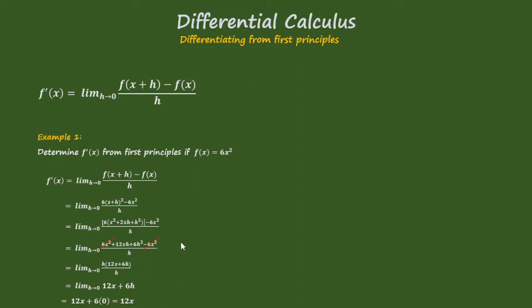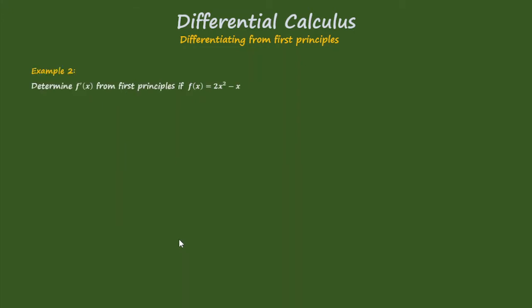Let's try another example. In example 2, let's say you've been given f at x equals 2x squared minus x, and then you're required to find the derivative of this function from first principles. The first part is to copy the formula and you do the substitution.